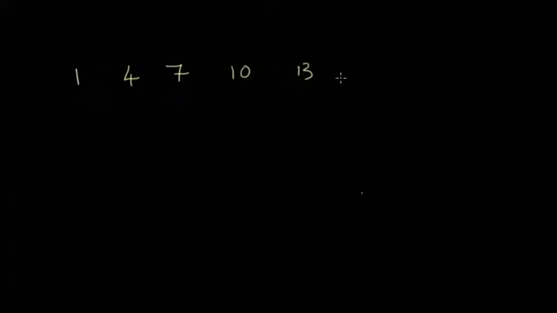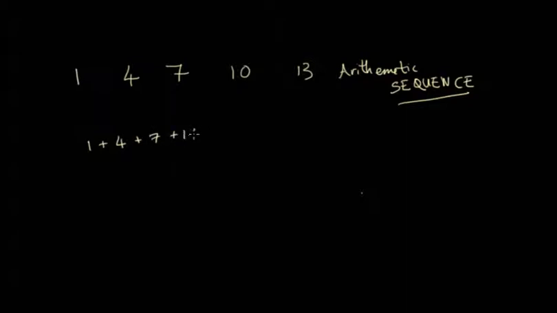This is an arithmetic sequence. This is where my spelling goes horribly wrong. Okay? Now, an arithmetic series is when you take the terms and you add them. So 1, add 4, add 7, add 10, add 13, and so on. This is an arithmetic series.